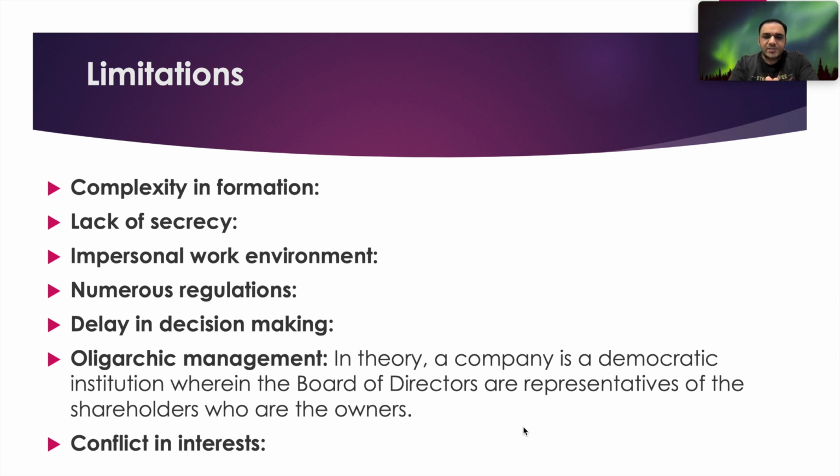Oligarchic management is there. In theory, a company is a democratic institution wherein the board of directors are representative of the shareholders who are the owners. So oligarchic management is there. Conflicts of interest is there. Of course, it's a big company. A lot of people are working there. A lot of shareholders are there. So they can also have some problems. They can also have a lot of conflicts.